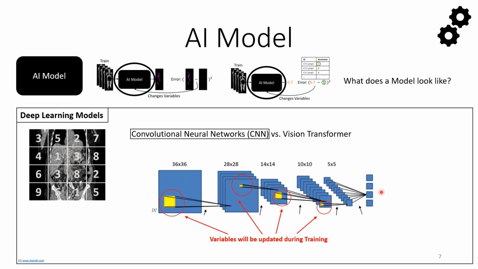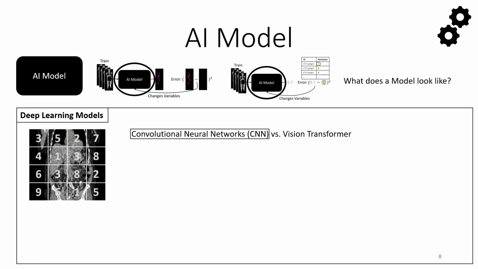Okay? And those variables here, they will all be updated during the training. So in the end, when you compare the output of the model with the real thing, which should be the ground truth, then the algorithm goes back and updates all the variables here in those kernels, okay? Yeah, those are the convolutional neural networks.